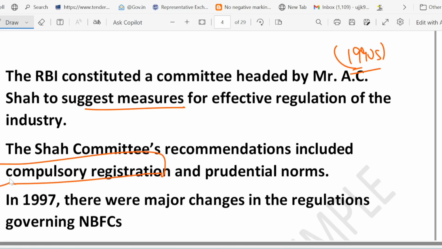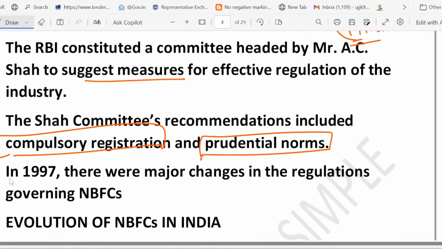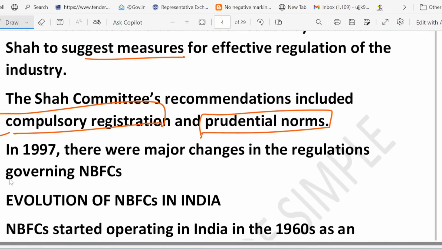Right? Some NBFCs were fly by night. So registration was made compulsory, and then prudential norms were introduced, which means stricter financial discipline. For example, like getting a license, suppose you are opening a school, so you must get a license, right? So like getting a license before opening a school, an NBFC now has to register with RBI, right? That was the recommendation of the SA committee, which was formed in the 1990s.